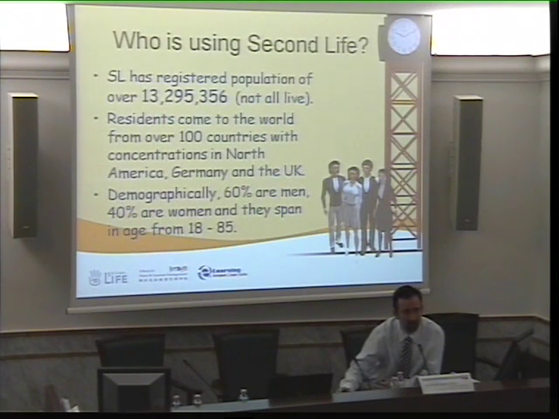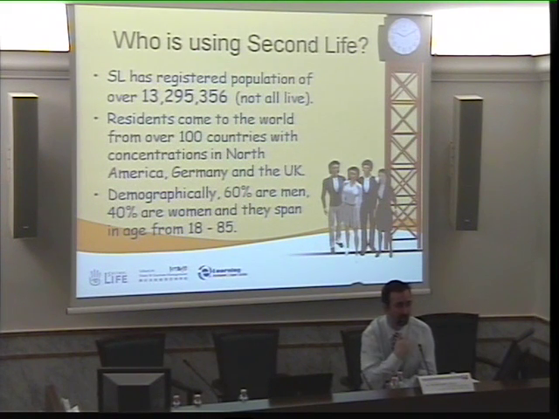So it's currently got a registered population of about 13 million. Obviously these are not all live, and clearly when they see a registered population, in theory, as one person I could register 2 or 3 different accounts. So it doesn't necessarily equate a one-to-one real person to a Second Life person. The statistics generated by Linden Lab indicate that from over 100 countries, most concentrations in North America, Germany, the UK, they indicate that when people register, you can indicate your gender, but in the same way that I register for any internet site, I can say I'm female, I can say I'm male. So it depends on what statistics you provide to the system.